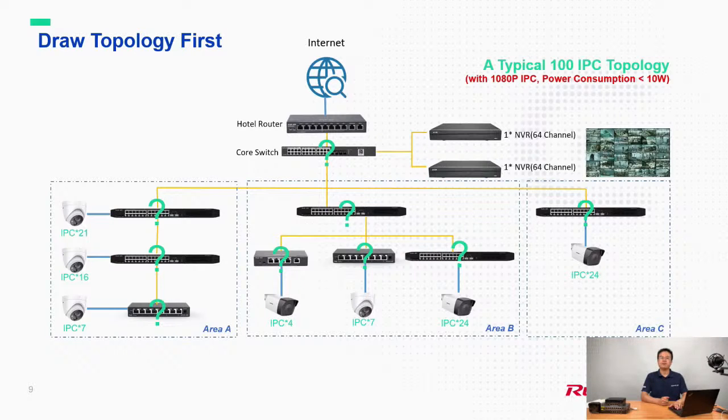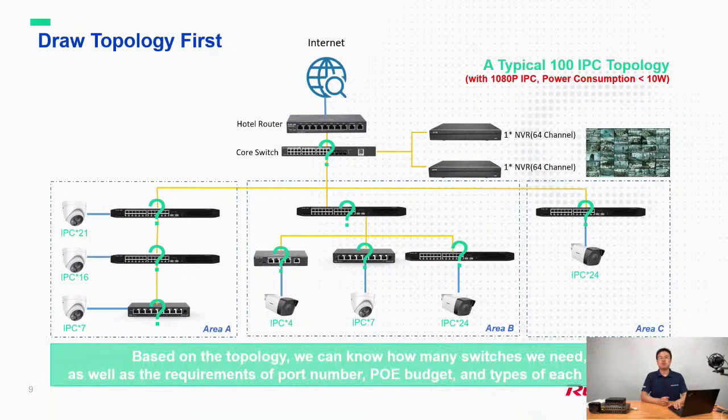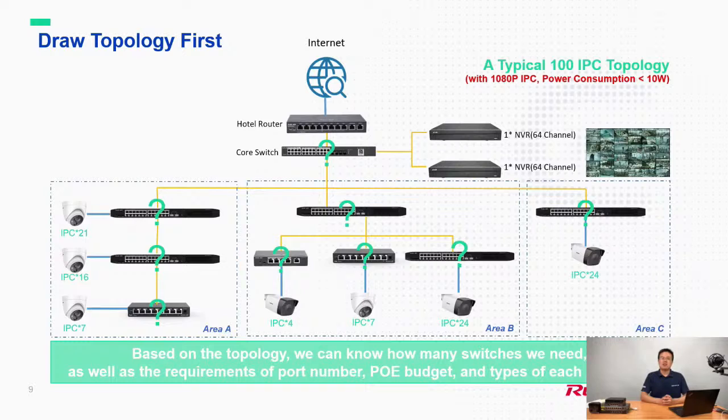Okay. First, based on the topology, we can know how many switches we need, as well as the requirements of port number, PoE budget, and the type of each switch. First, we should know how to choose the access switch for these cameras.